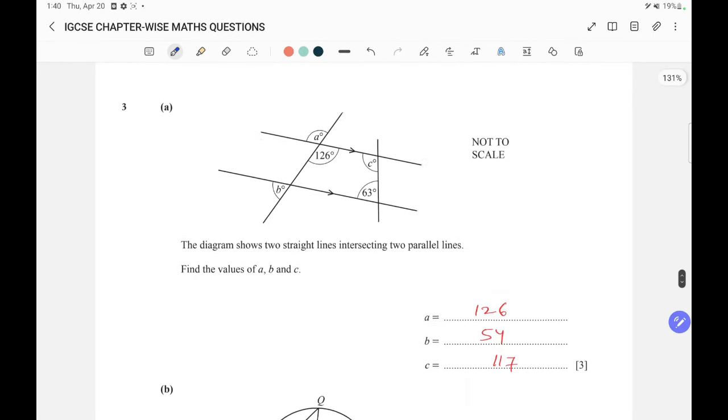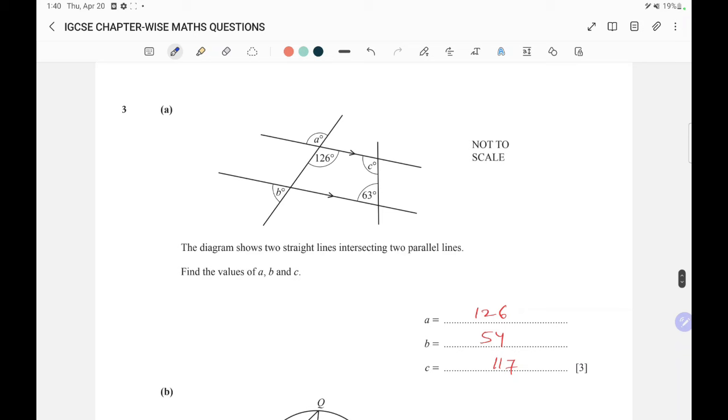Now question number 3. This question number 3 says, these two are parallel. So this is 120 vertically opposite, this is 126. Now this will be 126. Now this will be, just subtract from 180.